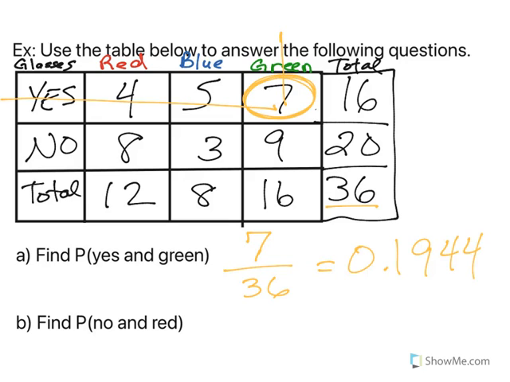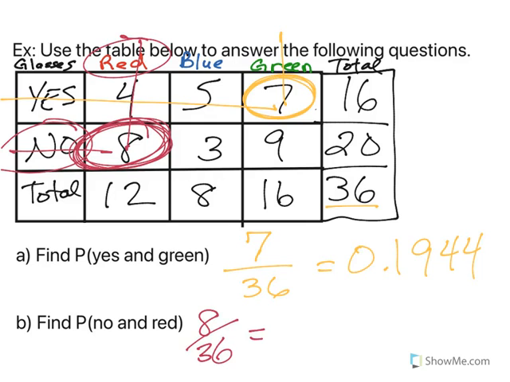So you can see when we have a table, we don't have to multiply. We just have to use it to find what we're looking for. Similarly, in letter B, find probability of no and red. So here's no, here's red. Where do they intersect? And that's right here with 8. So that would be 8 out of 36, which as a decimal is 0.222. And that is probability with and a super good time.